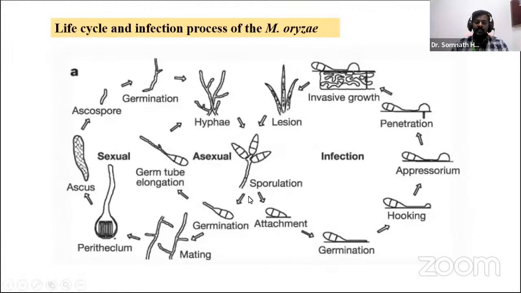After the germination, there will be mating and formation of the perithecium. Perithecium is nothing but a flask-shaped structure, which has the asci inside the perithecium, a floating structure.